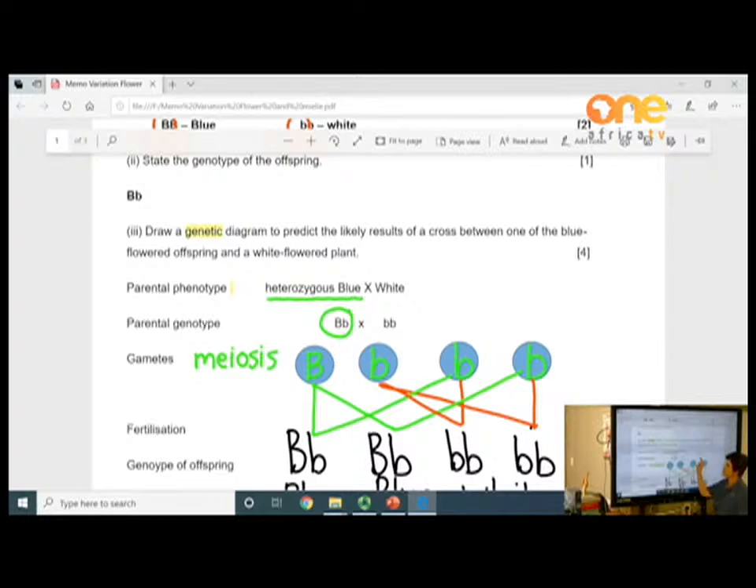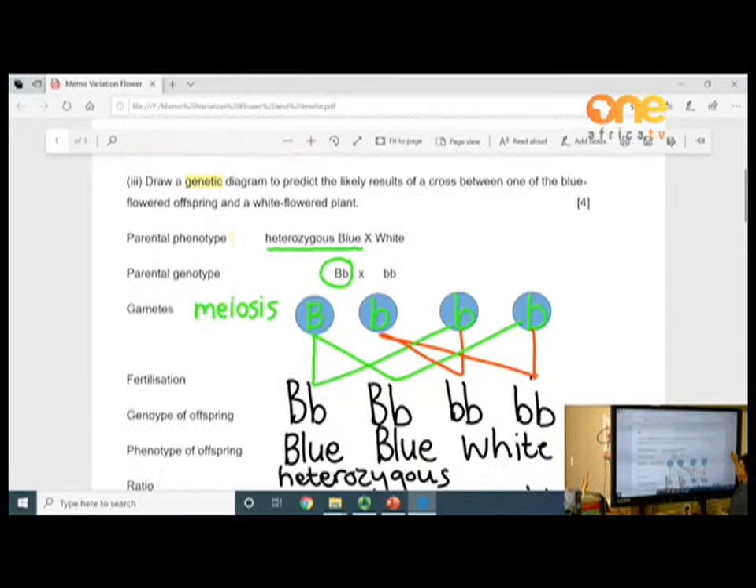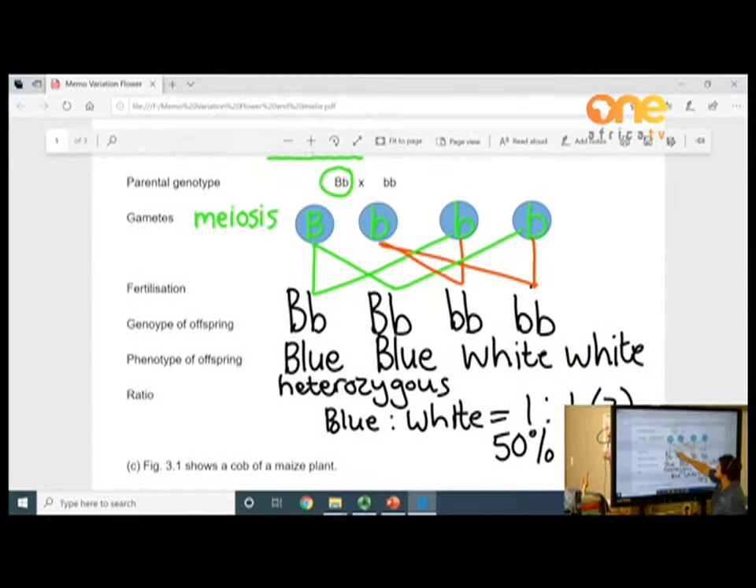The gametes will form during meiosis, and my gametes are in circles. Fertilization shows capital B, small b. The phenotype of the offspring is blue, or white. So I can either have a heterozygous blue offspring or a white offspring. If they ask the ratio, this is the ratio. If they ask percentage, 1 out of 2 is 50%.